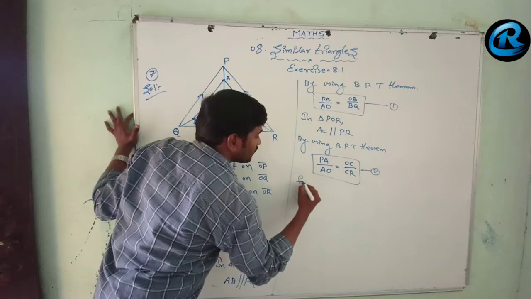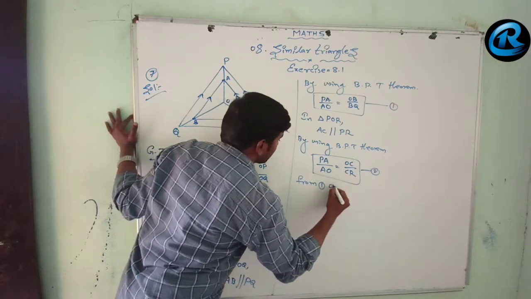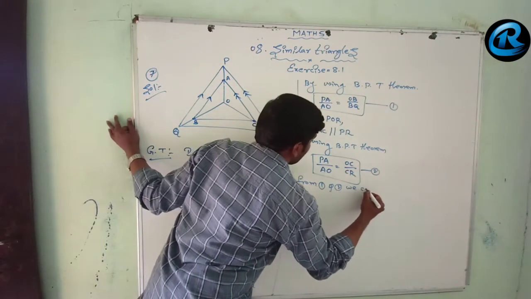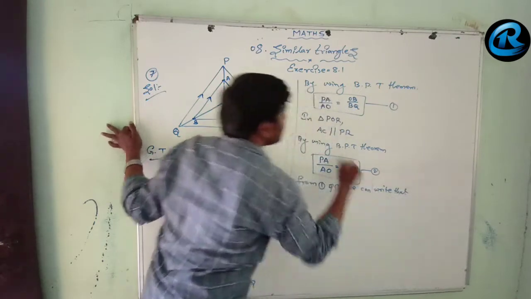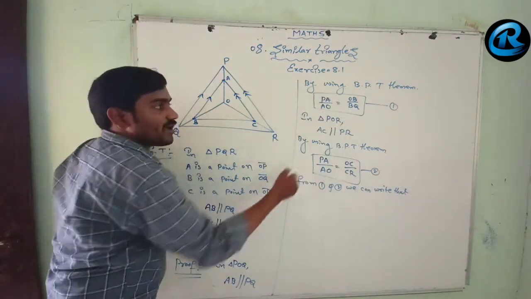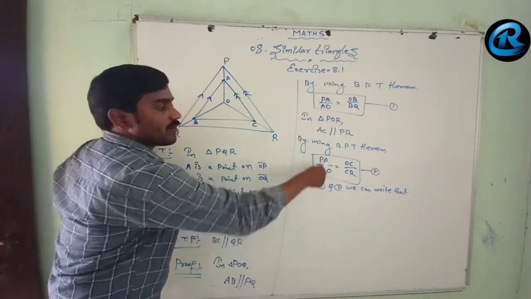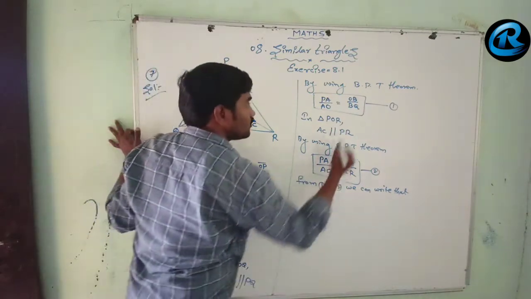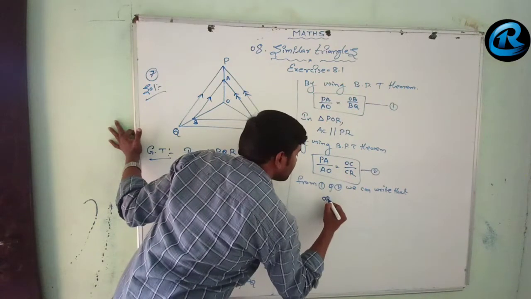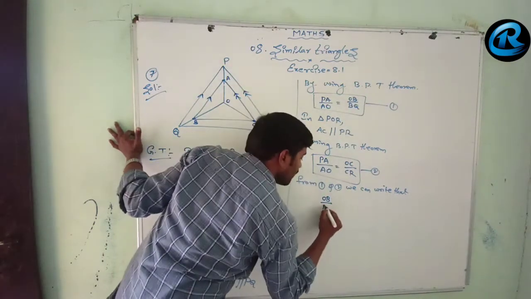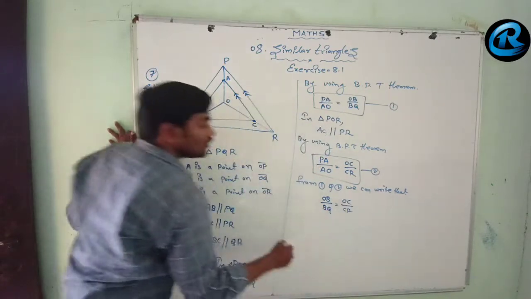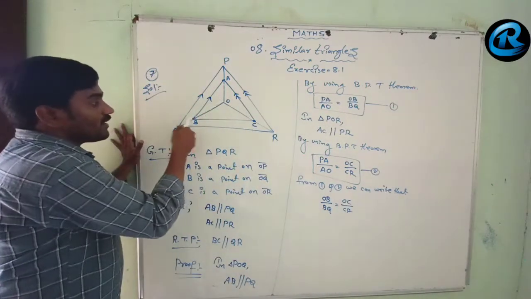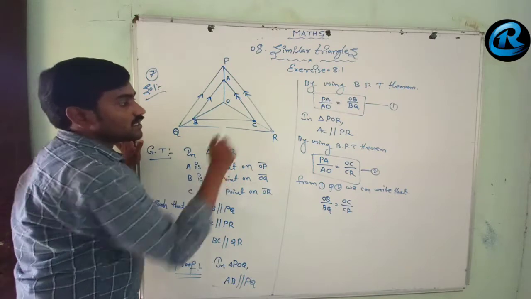So from equation number 1 and 2, we can write that. What we can write? See, LHS sides are equal. PA by AO. Here PA by AO in the equation number 1 and 2. So RHS, let us make it equal. OB by BQ, which is equal to OC by CR. So where OB by BQ is equal to OC by CR.